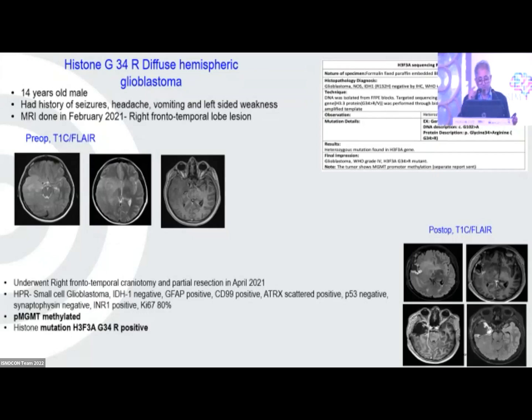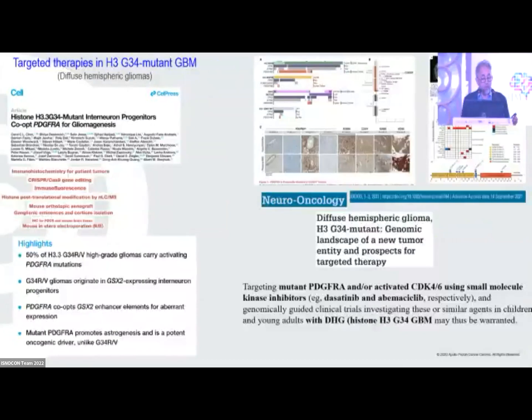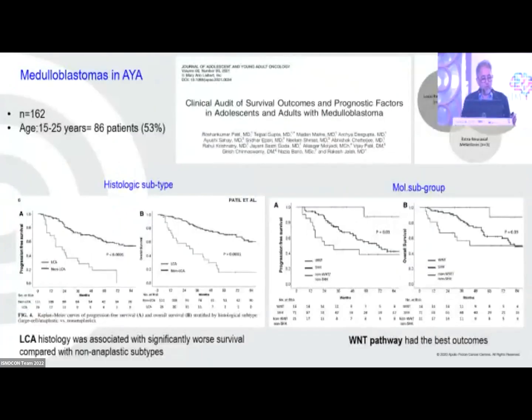Even ATRX can be lost in diffuse midline gliomas. So these have to be borne in mind. And more importantly, as I was mentioning briefly yesterday, 2 fascinating papers have come, one in Cell, where they have shown platelet-derived growth factor A, PDGFRA, and we were discussing yesterday, and also the CDK4/6 small molecule kinase inhibitors are being tested in this group of patients.